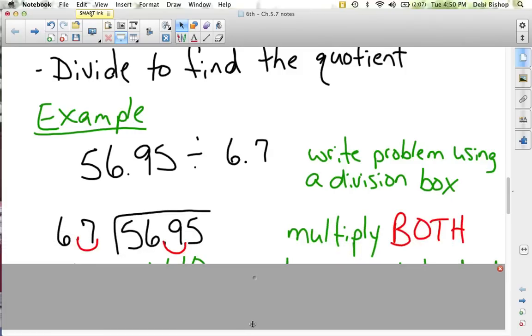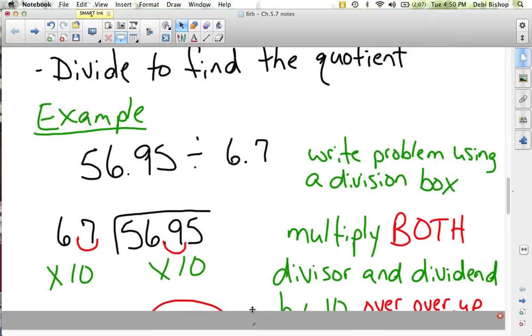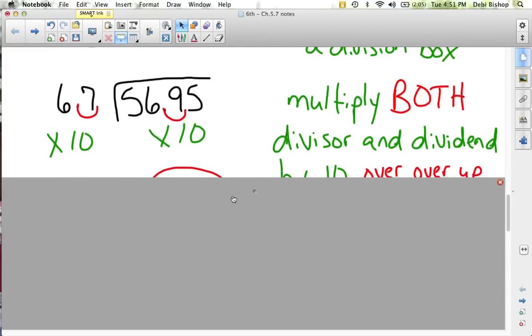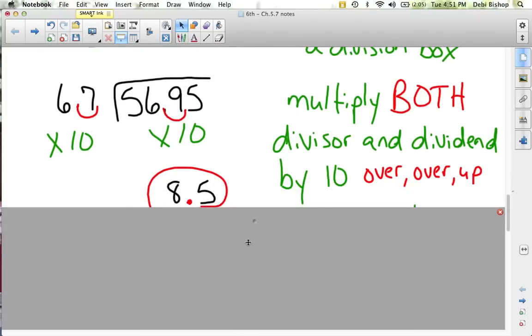Rewrite your problem. Then you can see here 6 and 7/10. In order to make this an integer, you need to multiply by 10. And this is the same thing: what you do to one side, you do to the other side. So you take 56 and 95/100 and you multiply it by 10. Now my little trick is I call it over, over, up. So I take this and I move it over 1, and then you take your dividend and you move it over 1, and then you would take your decimal number and bring it straight up. Then you don't have to worry about your decimal number anymore.